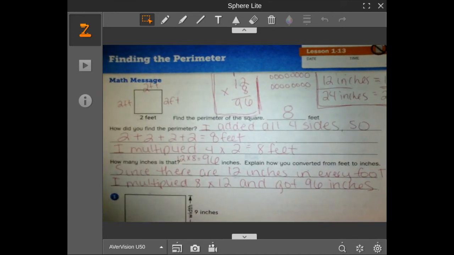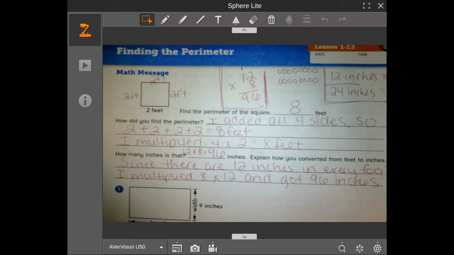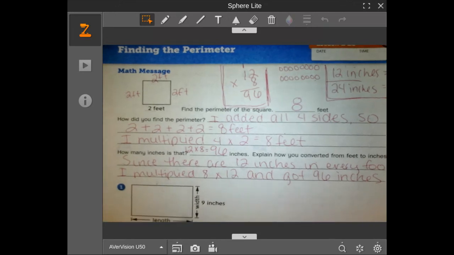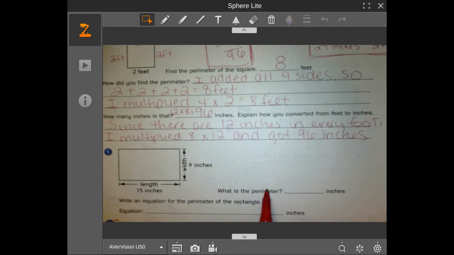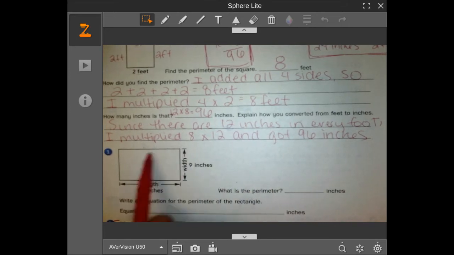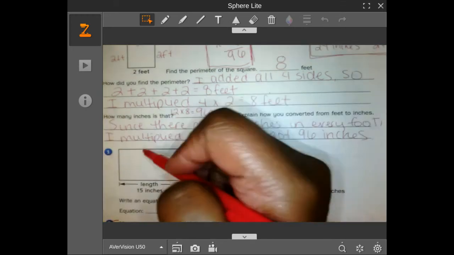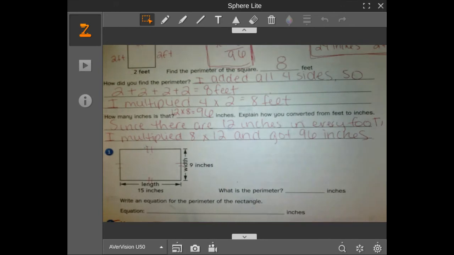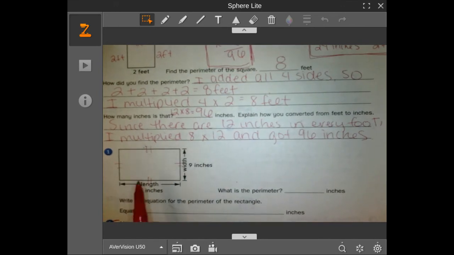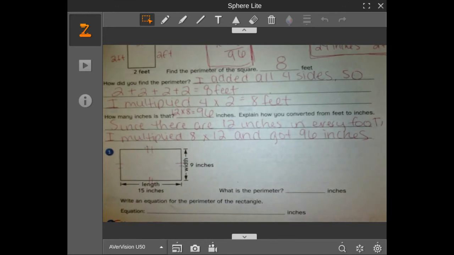Let's keep going. For number 2, a true number 1, but our second problem here. What is the perimeter of this rectangle? In a rectangle, two sides are the same. Those sides, the top is the same as the bottom, and the length over here is the same with the right. So how can we determine the perimeter?